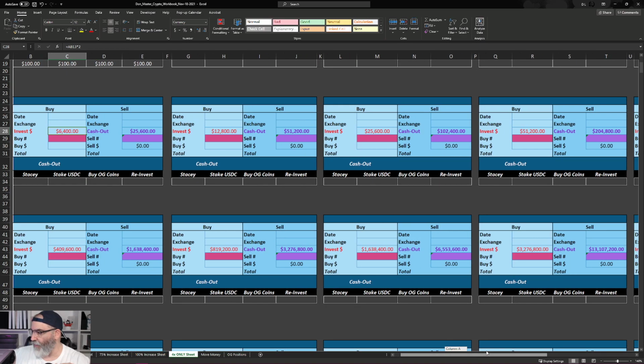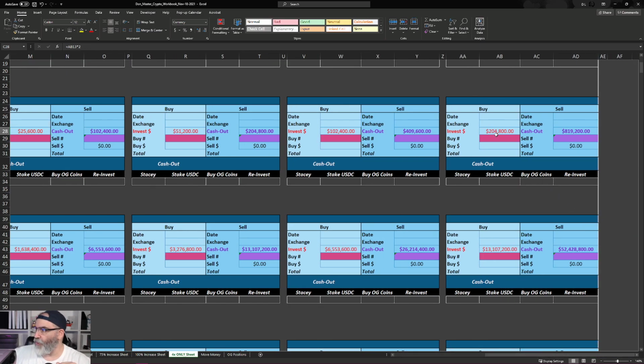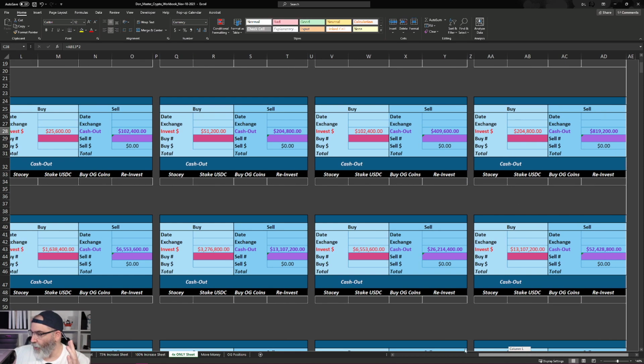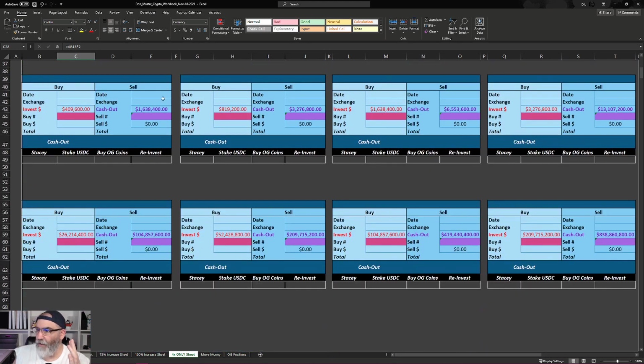Now, when you get to the second row, you're investing $204,800 in one token, waiting for it to 4x. I don't know what token that would be. That's a heavy lift to do one token and wait for a 4x move, but it is. You would come out with $819,000, cut it in half, invest in these two, scooch on over here, come down here, and you're investing $409,000.